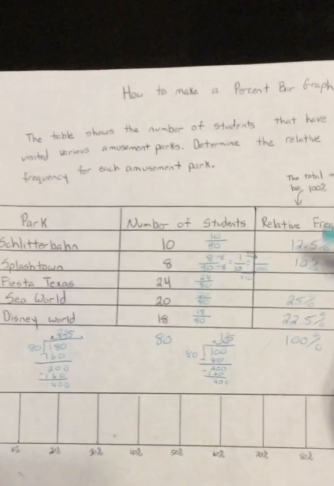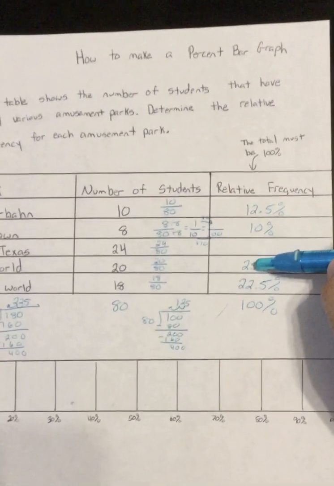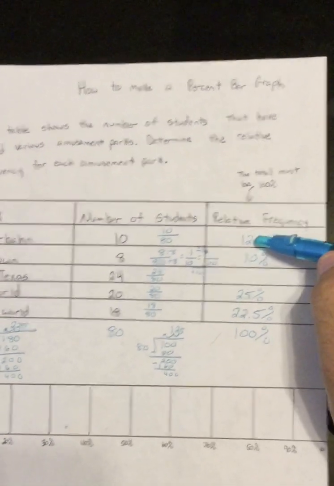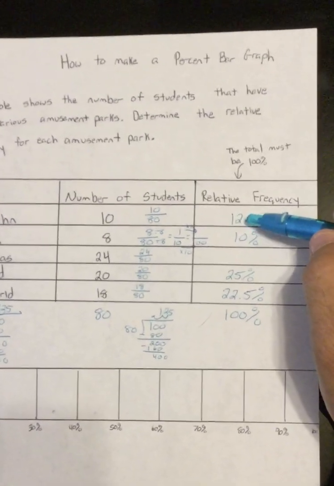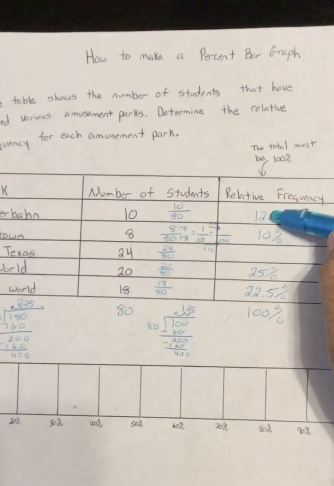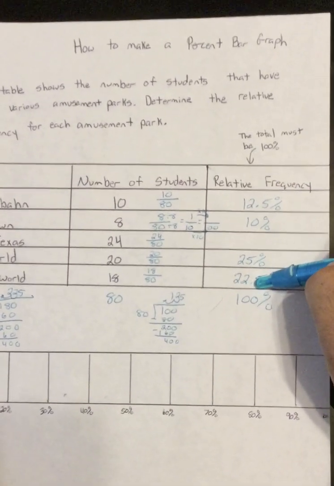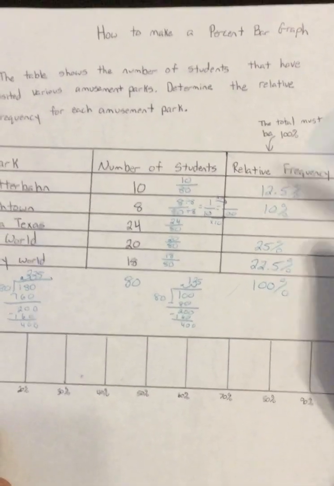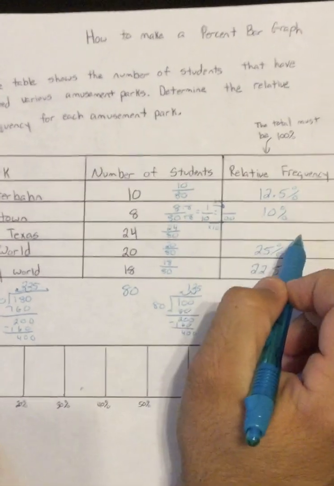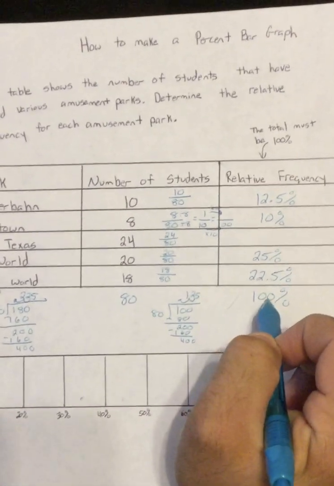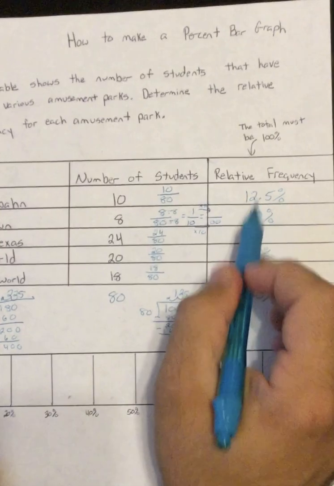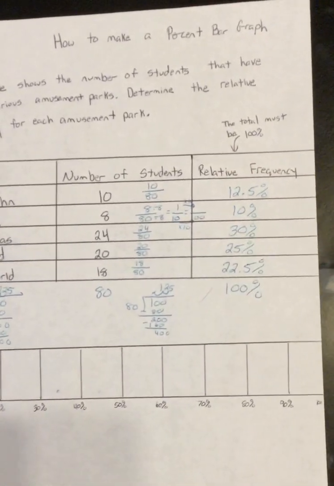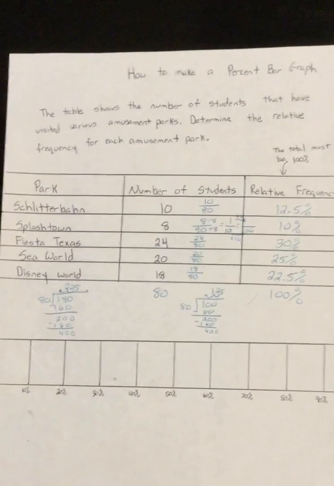So let's add up all these real fast. 25 plus 10 is 35. 35 plus 12.5 is 47 and a half. 47 and a half plus a half is 48. 48 plus 22 is 70. So what percent am I missing? How much is still left? If the entire thing is 100% and I use 70%, that leaves 30% for Fiesta Texas.